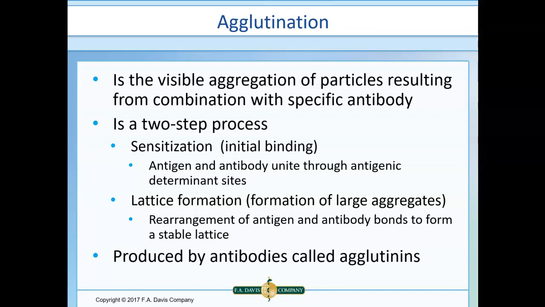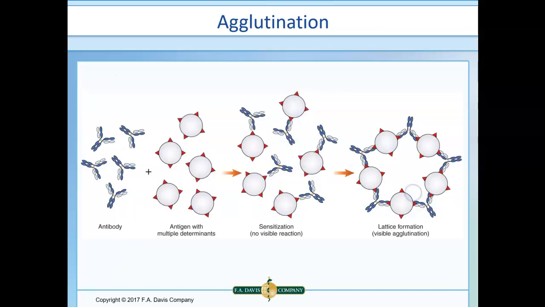Then the second part is lattice formation. Once the antigen and antibody bind together, we form larger aggregates where the antigen and antibody bind to form a stable lattice. This is produced by antibodies called agglutinins.